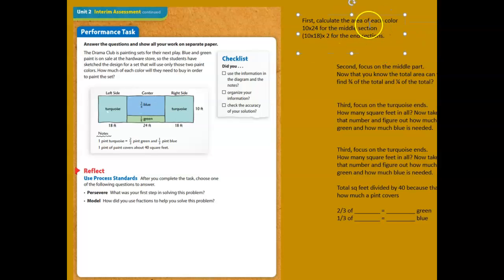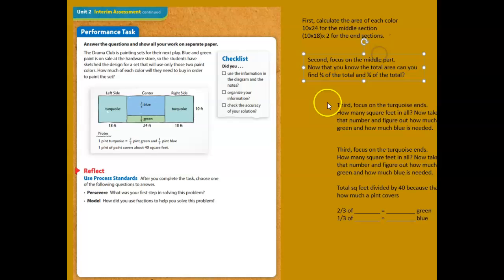First, calculate the area of each color that's here in this middle section. Second, I want you to focus on the middle part and what is 3/4 and 1/4, so that you know.